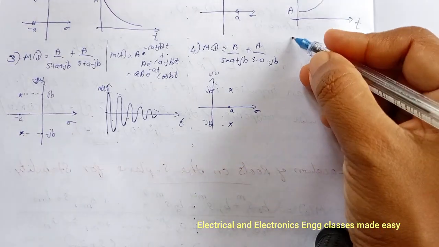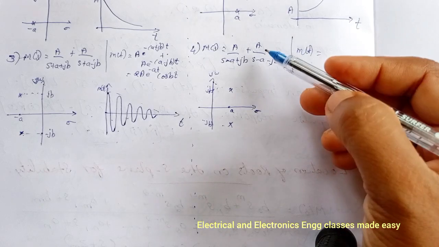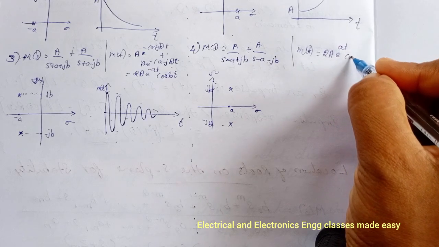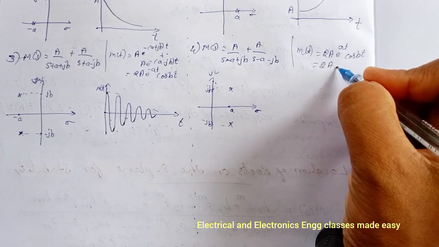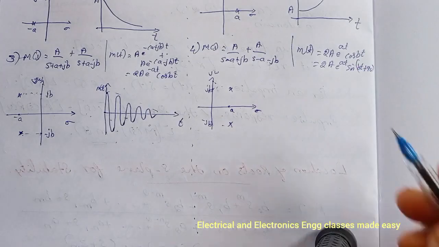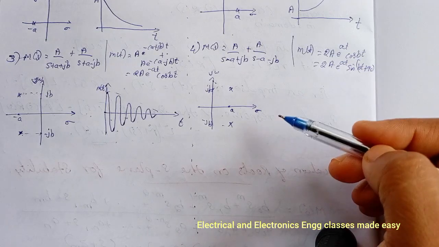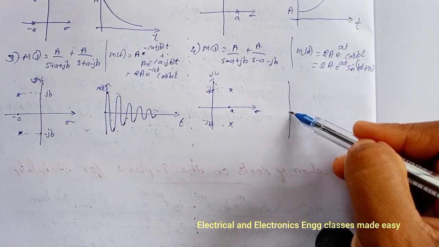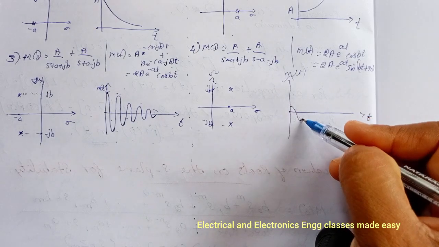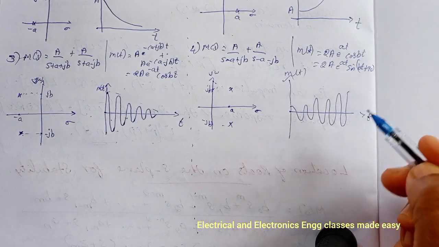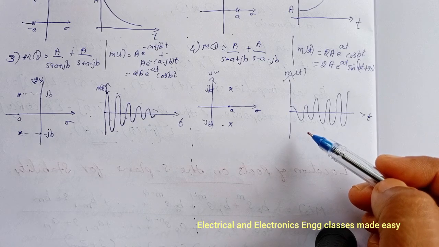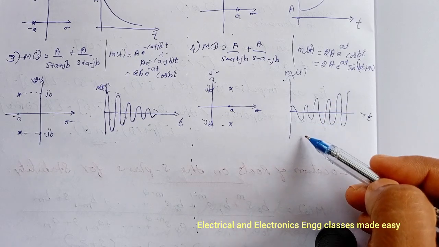And the response is m of t. M of t is equal to L inverse of this one, and we get 2a e raised to at cos bt, or we can write it as 2a e raised to at sin bt plus 90. And the response is exponentially increasing sinusoidal. This is t, m of t, and this is the response. So the response is exponentially increasing. That is, the amplitude of oscillations exponentially increases with time.